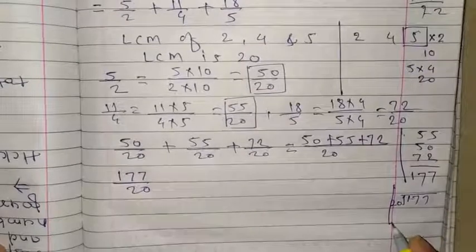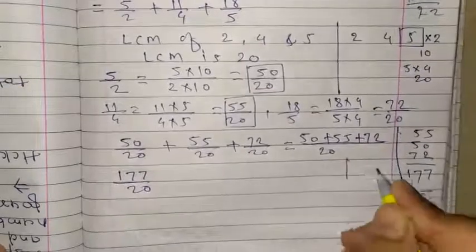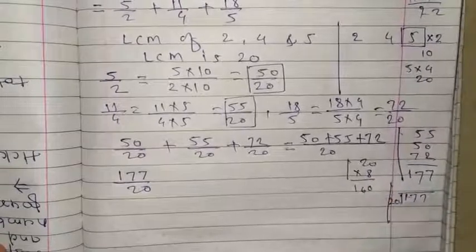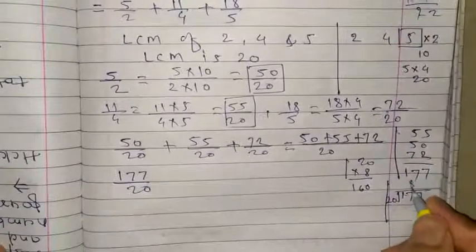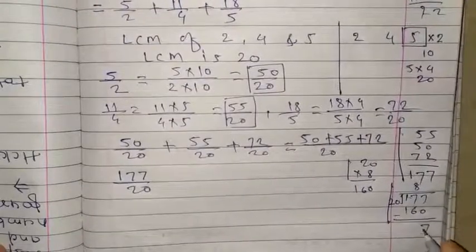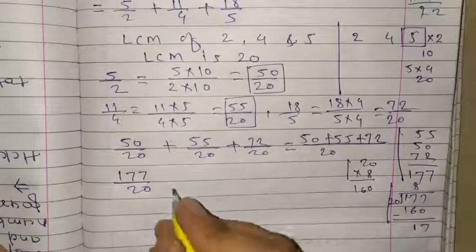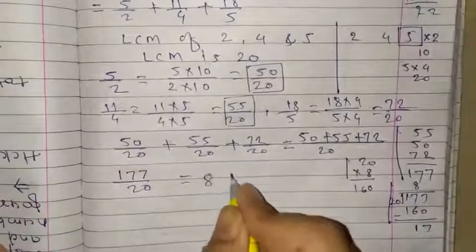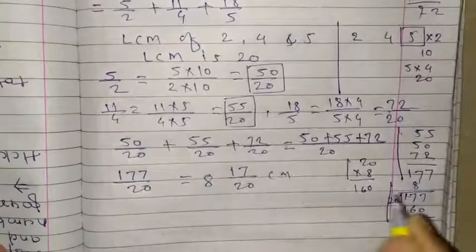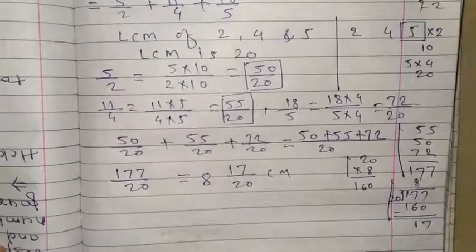So here you do multiplication. 20 into 8 is 160. So 8, here 160 will be there. Here 7 as it is, 7 minus 6 is 1. So your answer is 8 17 upon 20 centimeter. Now here we got the perimeter of the triangle.